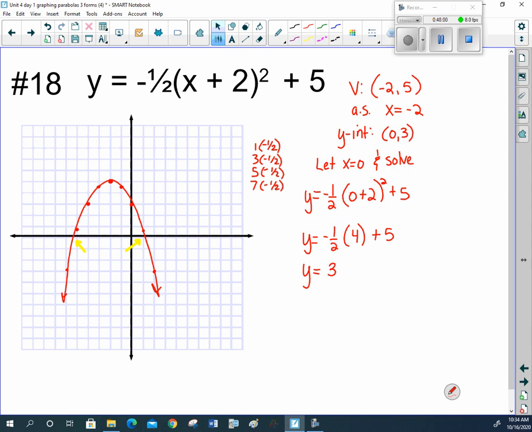So that was just like in lines from last chapter. Remember when we were trying to find the y-intercept, you let x equal 0? It's the same for every function. If you want to find the y-intercept, let x equal 0.